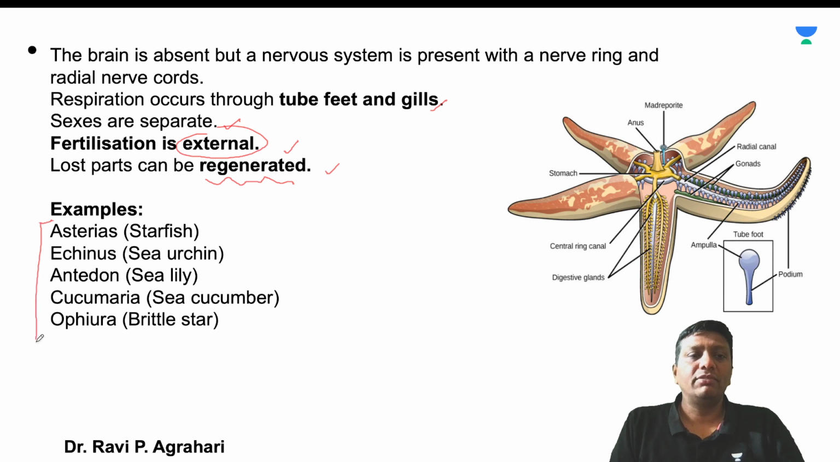Many examples you can see: Asterias or starfish, Echinus or sea urchin, Antedon, that is sea lily, Cucumaria, sea cucumber, and Ophiura, a brittle star. These are all examples of echinoderms.